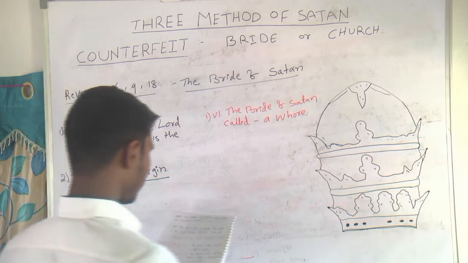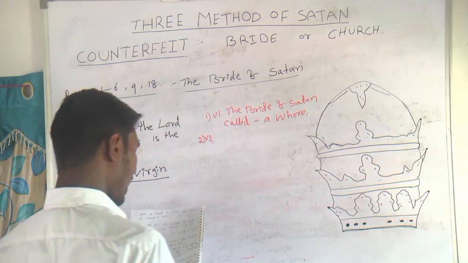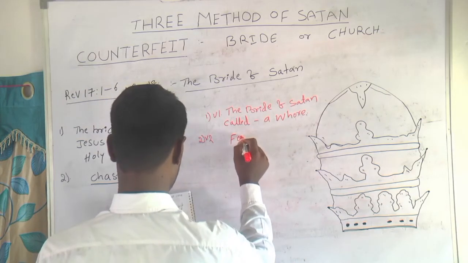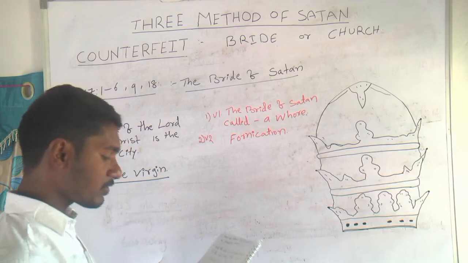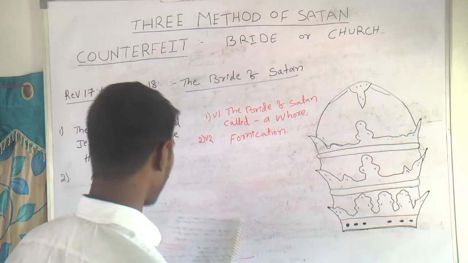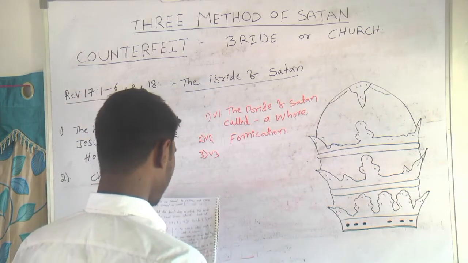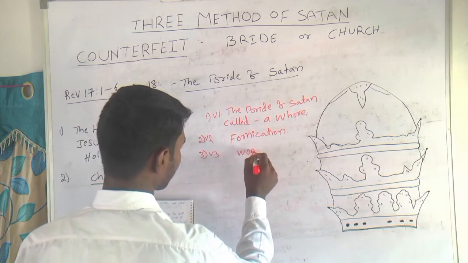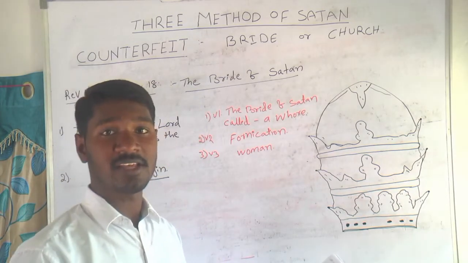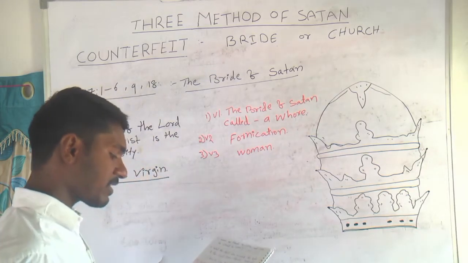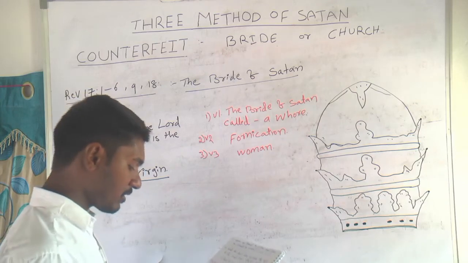Here Paul is telling in 2 Corinthians chapter 11 verse 2. These are things that the bride of Satan is characterized by: fornication. And third, verse 3 says, this whore woman, just as the bride of Jesus Christ is a woman. So in fact, Paul says that the bride of Jesus Christ is a chaste virgin, whereas the bride of Satan is known for her fornication. She is a woman.